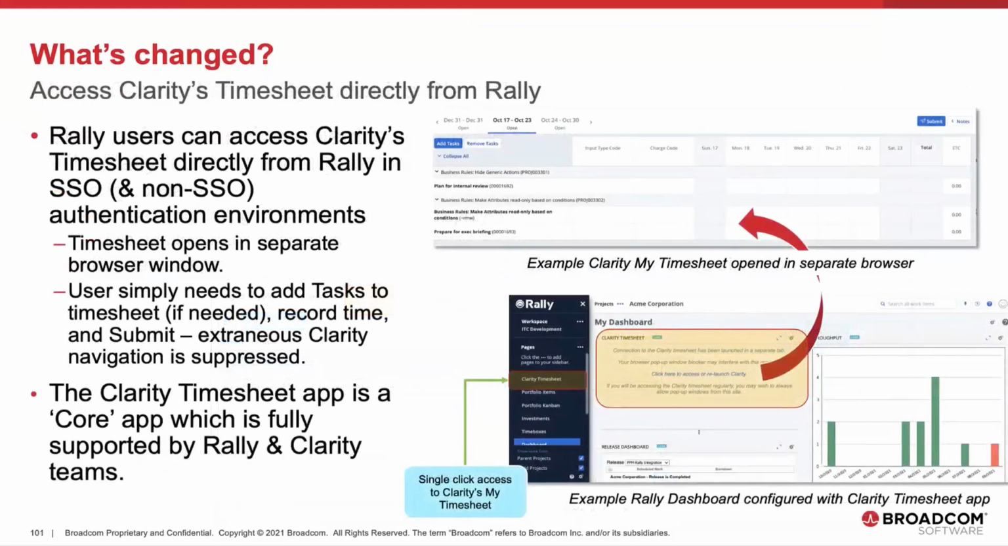Rally users can access Clarity's timesheet directly from Rally in an SSO and non-SSO authentication environment. Clarity's My Timesheet opens in a separate browser window. Then users simply need to add tasks to the timesheet, if needed, record time, and submit, and the extraneous Clarity navigation is suppressed. The Clarity Timesheet app is now a core app, which is fully supported by Rally and Clarity teams.